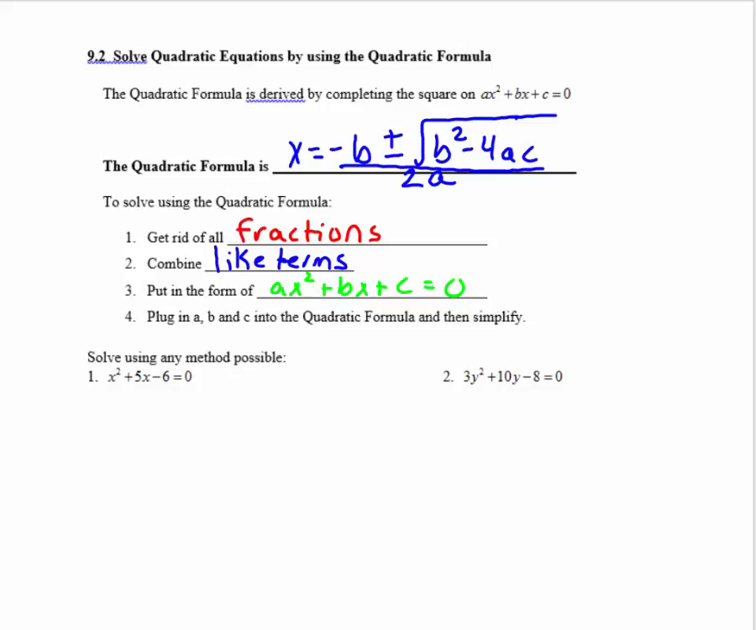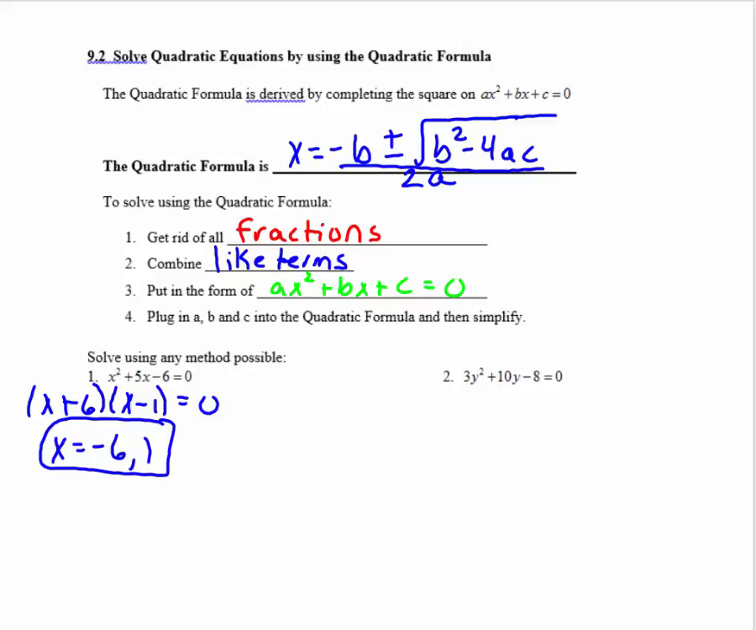Solve using any method possible. Number 1. x squared plus 5x minus 6 equals 0. I gave you the option to use any method you would like. So the first method I would try is to factor. Are there factors of negative 6 that add up to positive 5? Sure, they factor into x plus 6 times x minus 1 equaling 0. So then I set each factor equal to 0 and solve, and I get x equaling negative 6 and x equaling positive 1. So I didn't have to use a quadratic formula there.